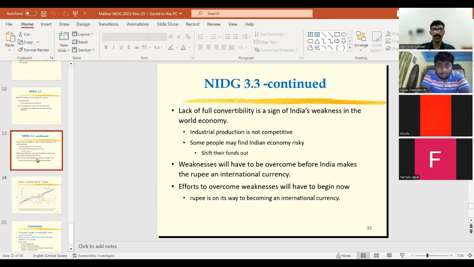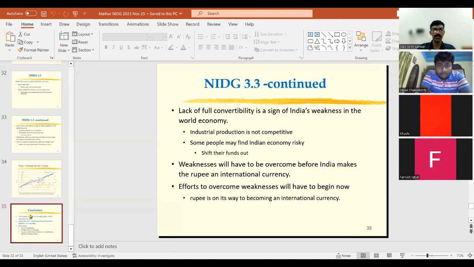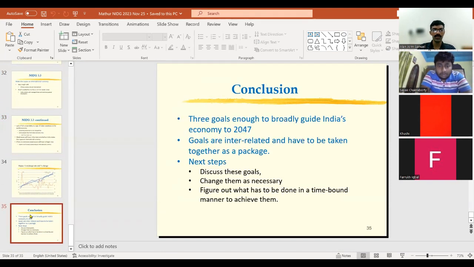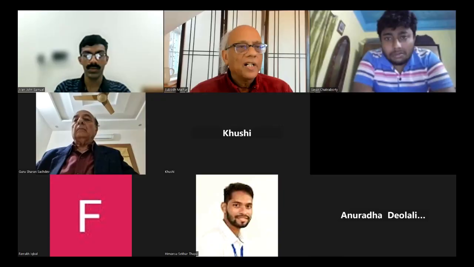Let's end it here, as these things are very clear now. So the 3 goals, in my opinion, are broadly enough to guide India's economy to 2047. The goals are interrelated and have to be taken together as a package. And my next steps are really how to implement them, which means first I will develop an implementation plan at digit level 1, then at digit level 2, and then implementation at digit level 3, which is sub goals. Okay, so let me stop the share now.